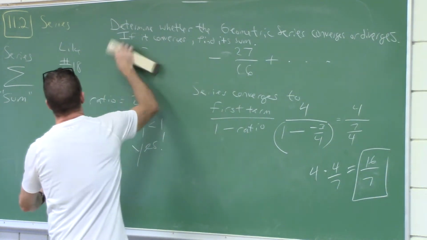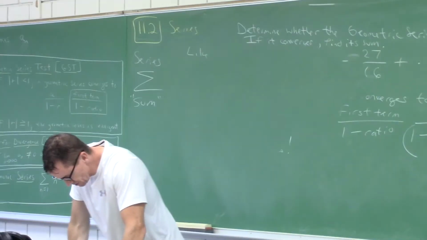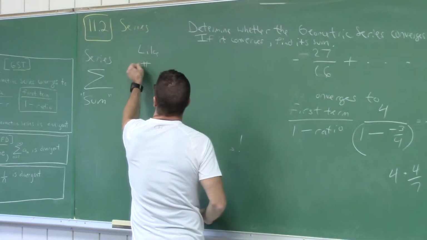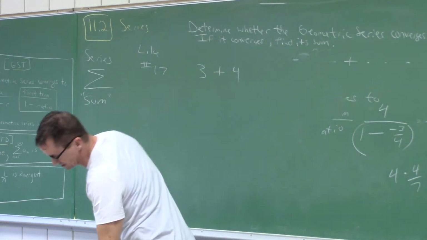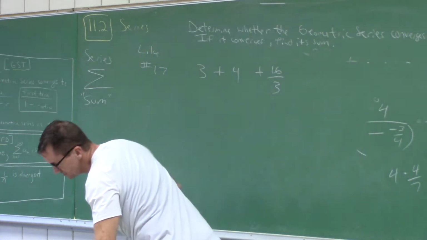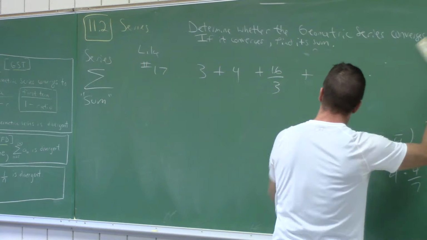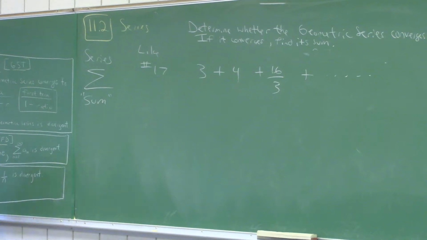Now, what if it's like this problem? Number 17. This time, I'll make them all pluses instead of minuses. What do y'all think? Determine whether the series is convergent or divergent. If it's convergent, find the sum. That's number 7. I changed it around.